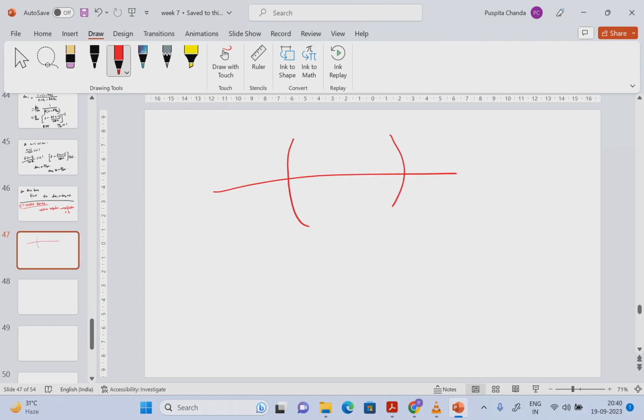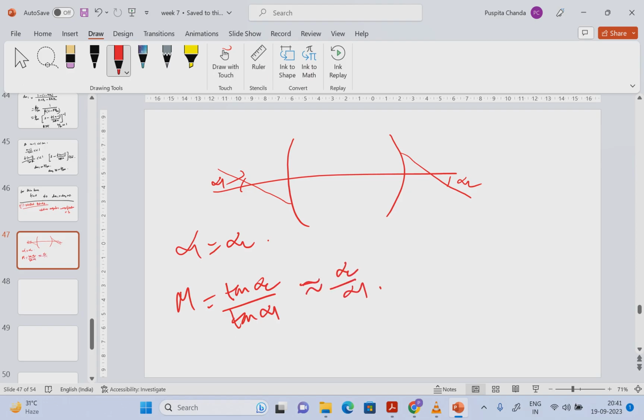Let us assume that this is the ray, this is also the ray. This is alpha 1, this is alpha 2, alpha 1 is equal to alpha 2. So M, the relative magnification, is equal to tan alpha 2 by tan alpha 1, which is alpha 2 by alpha 1, and this is equal to 1. This is the relative lateral magnification here.